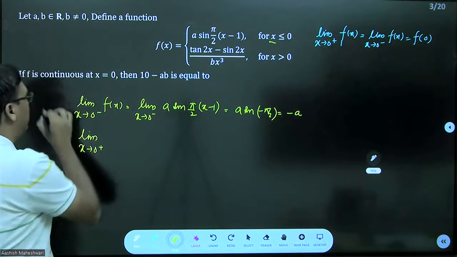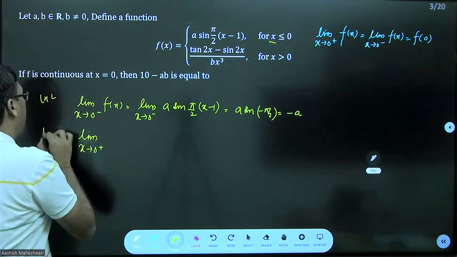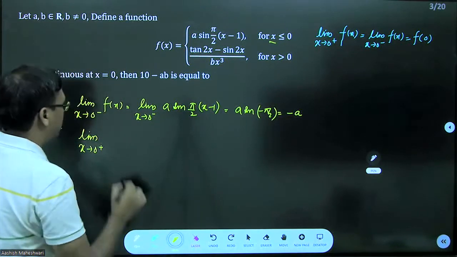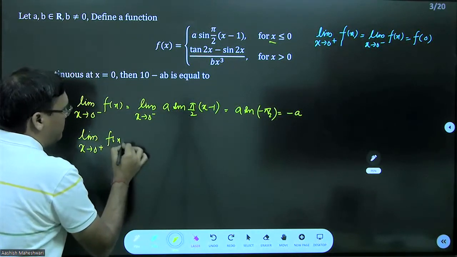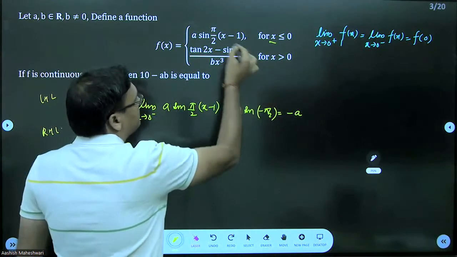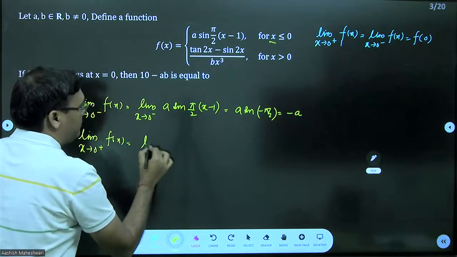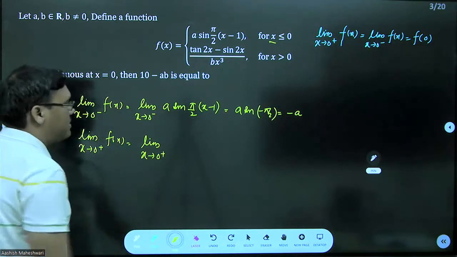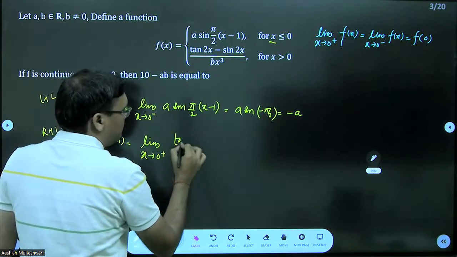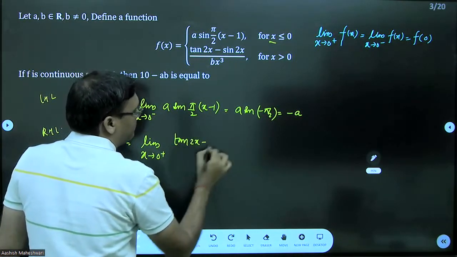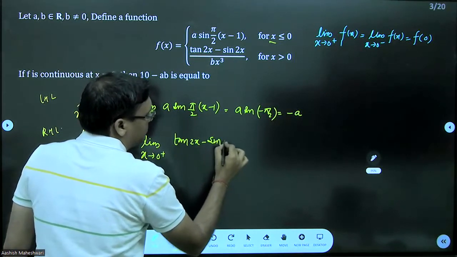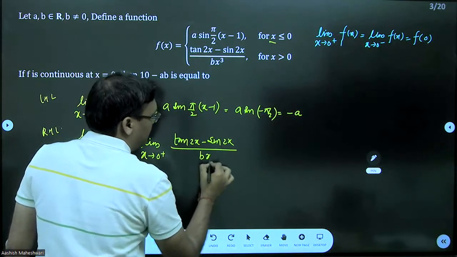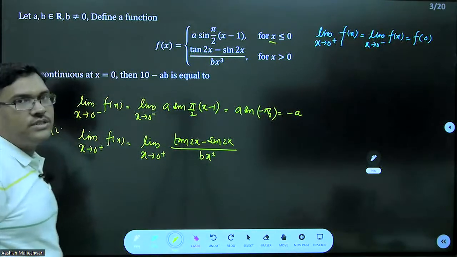That is right hand limit. This is left hand limit and this is right hand limit at x equal to 0. So what is this? This is f(x). What is the function at 0 plus? This is the function. So you can see this is limit x approaches 0 plus, tan 2x minus sin 2x divided by b x cube. This is the function, correct?